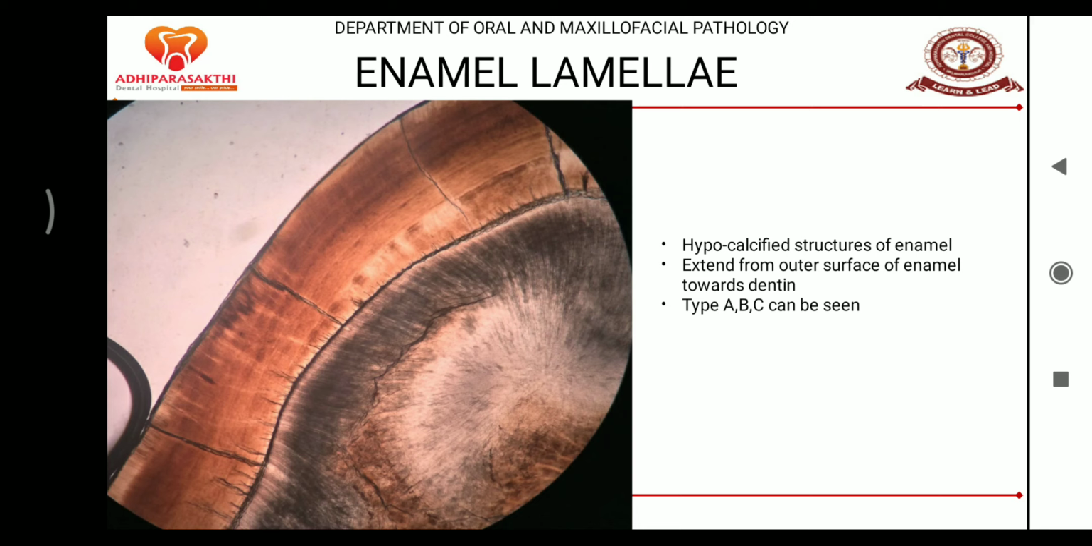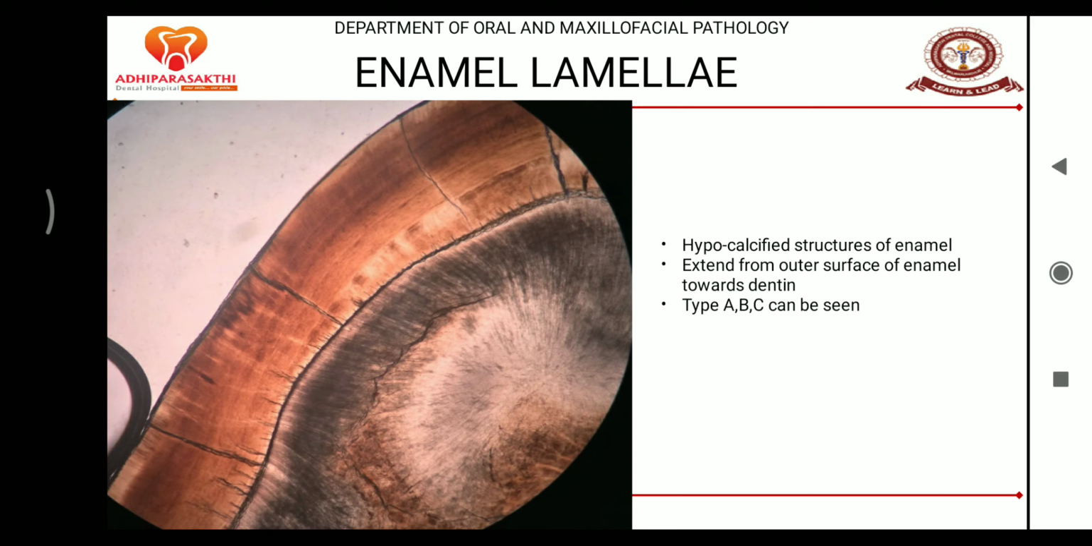Three types of lamellae are seen: type A, type B and type C. Type A is composed of poorly calcified enamel rods. This type is restricted to enamel. Type B consists of degenerated cells and may extend into the dentine. Type C is filled with organic matter derived from saliva. This type is formed after the eruption of the tooth and may extend into the dentine.